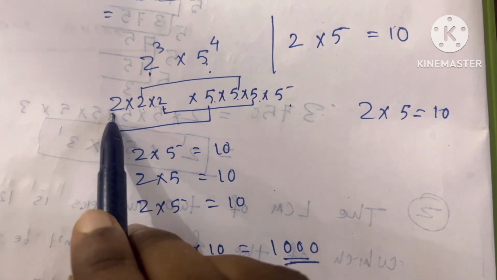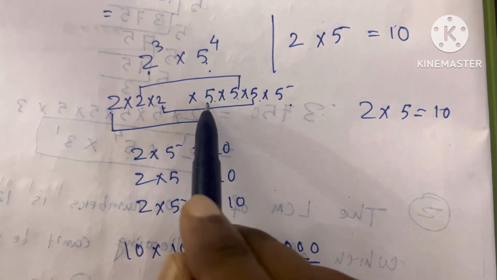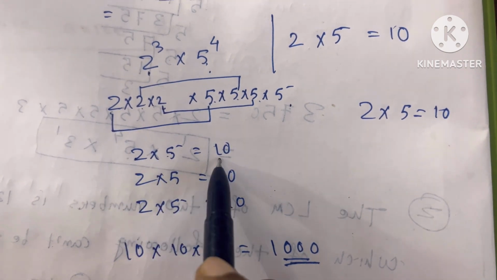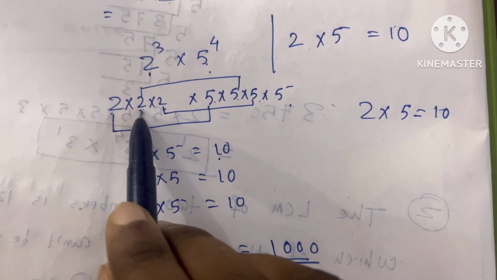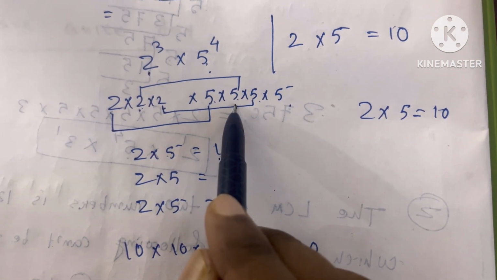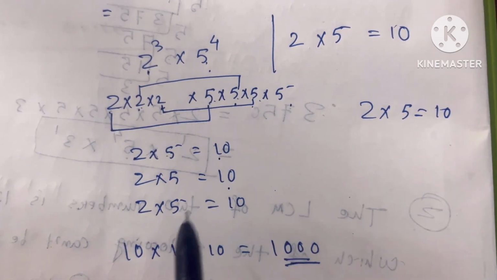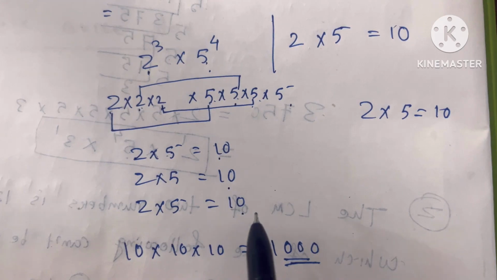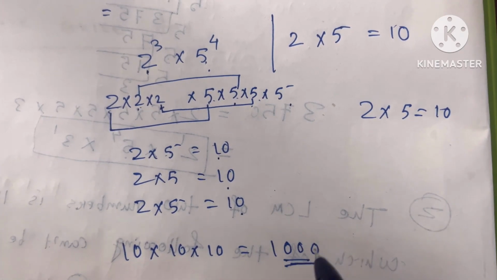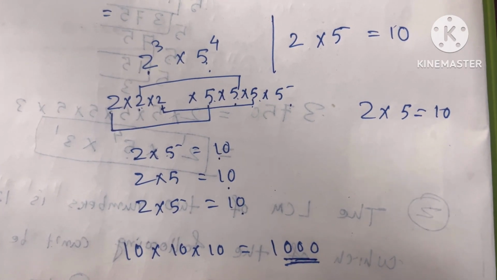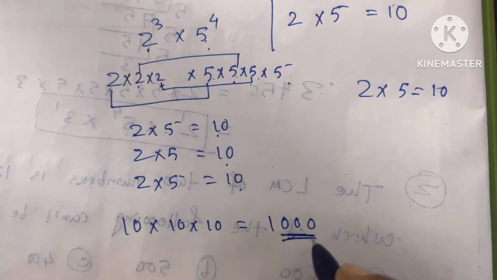From here I took this 2, and from here I take this 5. So 2 into 5 is 10. If you take the second 2 with the second 5, you will get another 10. If we take the third 2 with the third 5, you will get another 10. So how many tens did you get? 3 tens. If you multiply all the 3 tens, we'll get 1000. 1000 has 3 zeros.